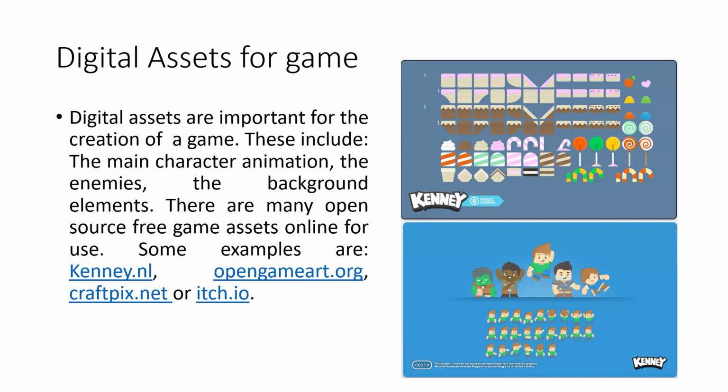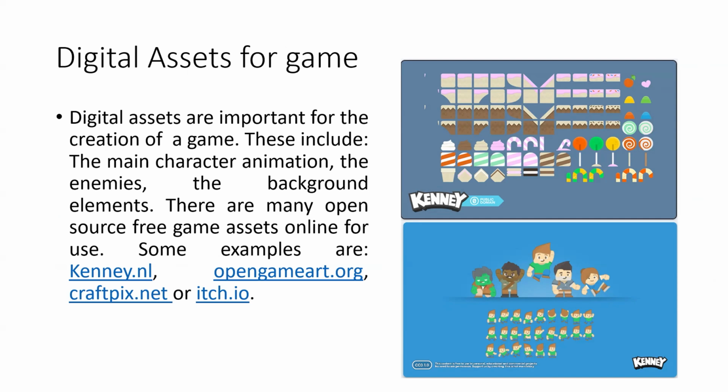So first of all, it's good to know that digital assets are the most important items for the creation of a game. And these include, you will need to have the main character, you will need to have the enemies, the background elements, and for this, it is important to make sure that you have the appropriate rights to use these assets. So some example websites that you can consider are listed here. We have kenny.nl, we have opengameart.org, we have craftpix, and we have itch.io.